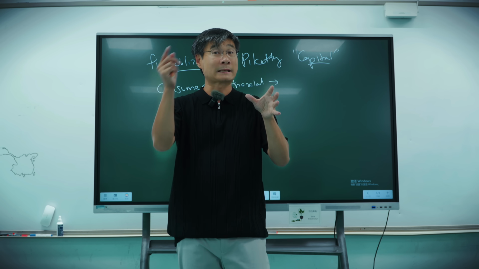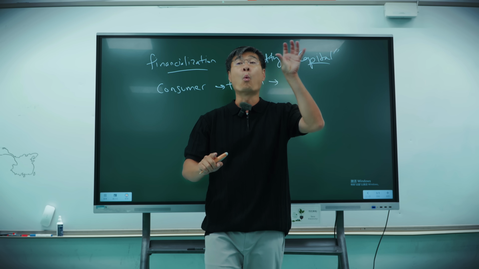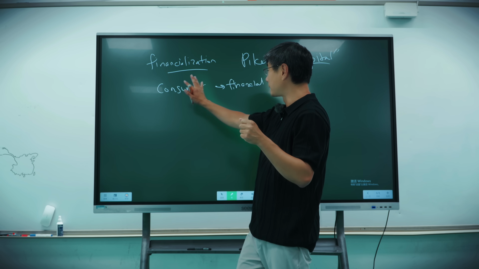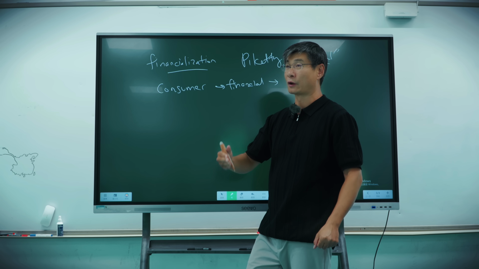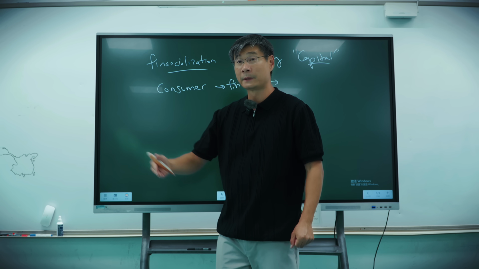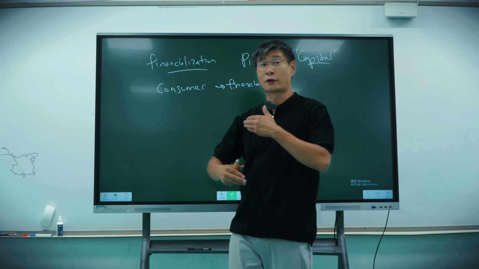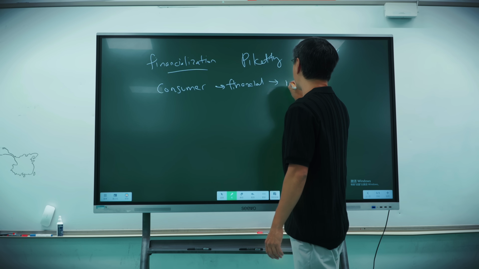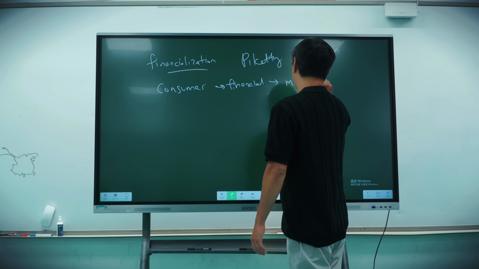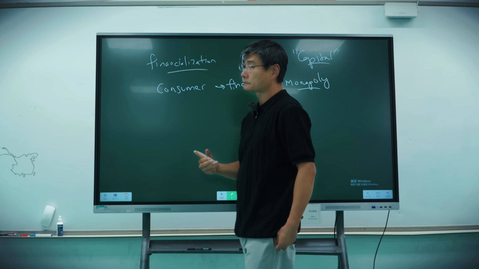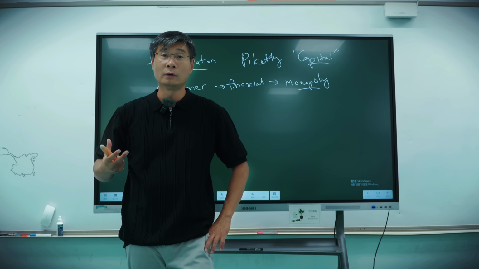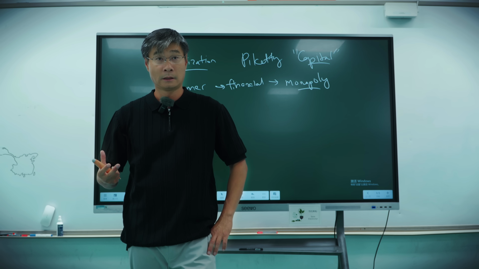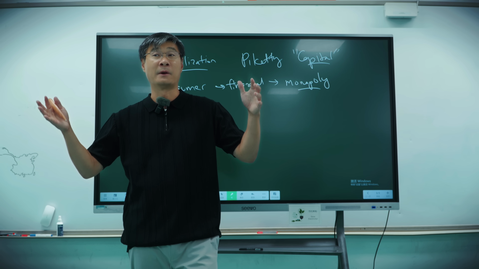But what we discussed last class that's very important is that wealth and money are not the same thing. So in the first phase, consumer capitalism, you focus on the generation of wealth. In financial capitalism, you focus on the generation of money. And then you move on to monopoly capitalism, which is where just a few companies control everything. And we live in an era of monopoly capitalism.